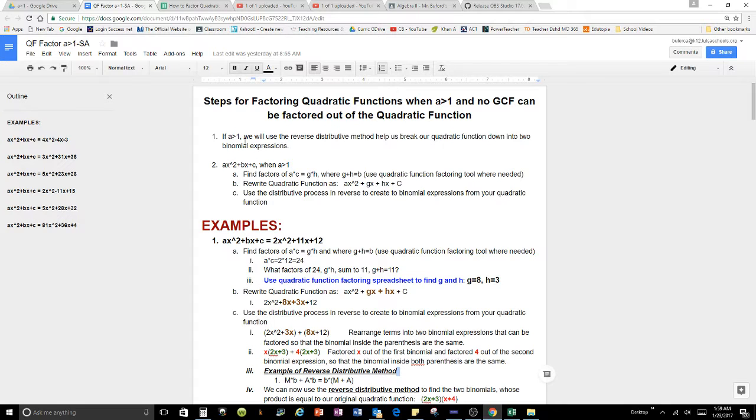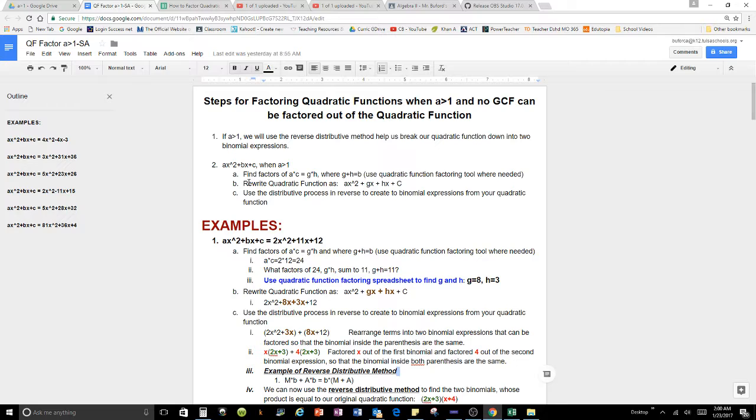So if we go to the top here, basically what this is saying is that when a is greater than 1, instead of using the process that we had been using, we're going to use what's called a reverse distributive method to come up with our two binomial expressions, such that when you multiply them together, they give us the quadratic function that we started off with. So in general, this is how the rules are different when a is greater than 1.